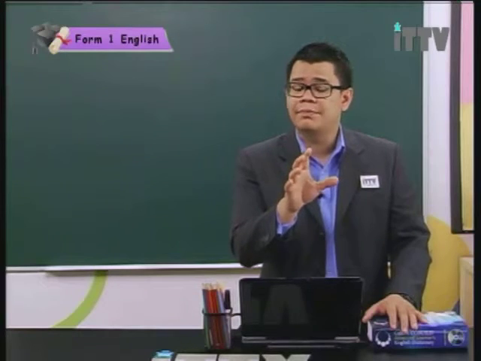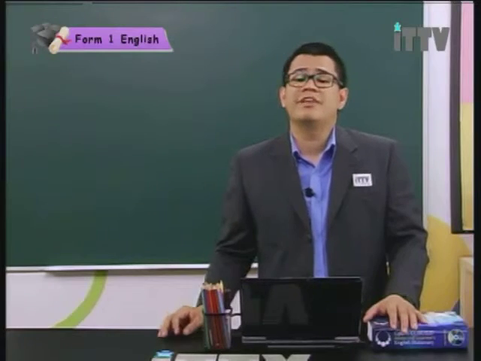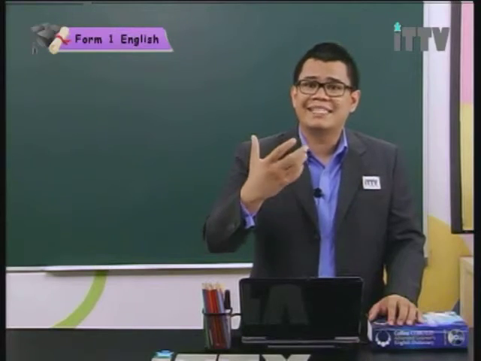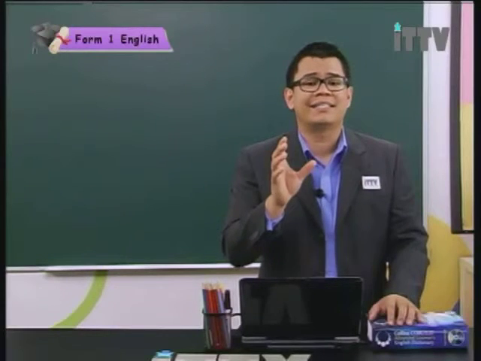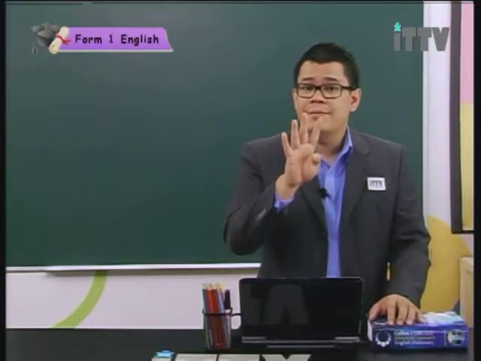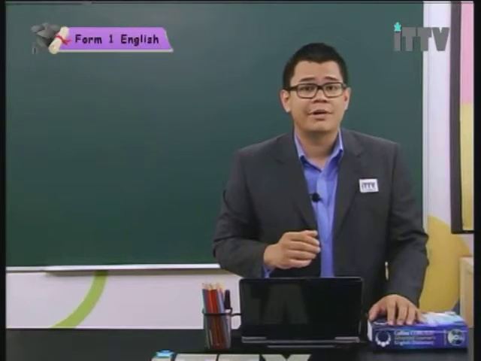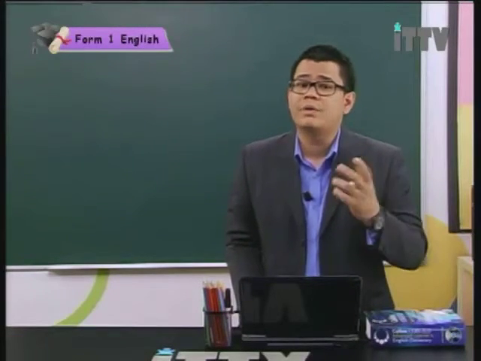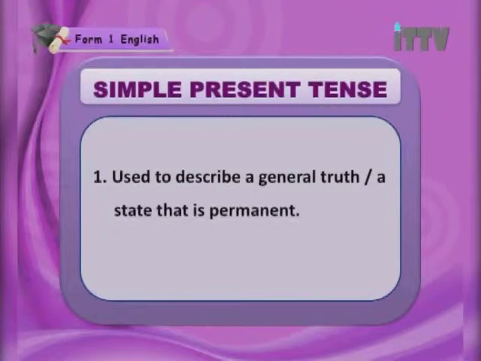Now, let's look at the example. Most students use the computer to retrieve information for their assignments. So here, because it is something that is existing now and will continue to exist, we use the simple present tense. So remember these 4 different examples of when we use simple present tense. So the 4 examples of where we use simple present tense. Number 1, when we describe a general truth or a state that is permanent.